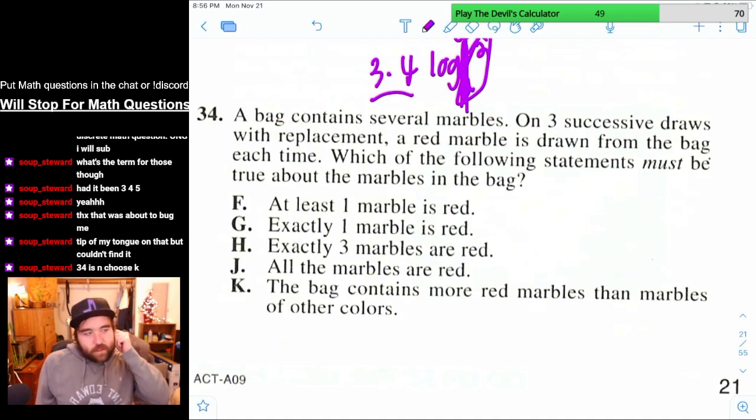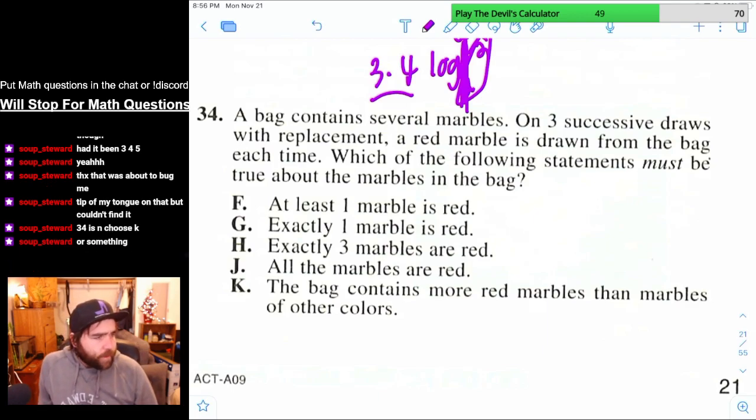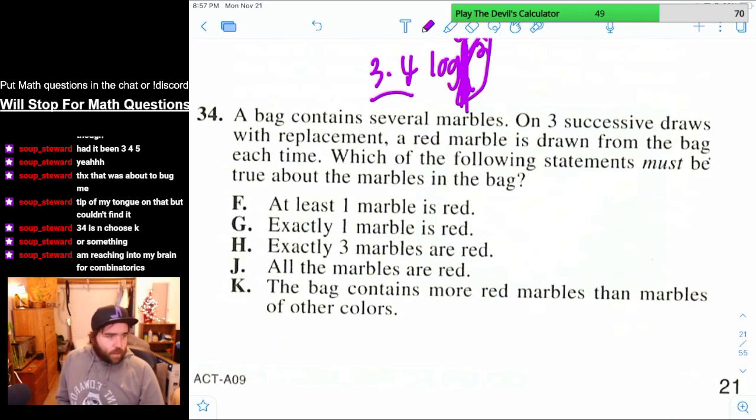Alright, a bag contains several marbles. On 3 successive draws with replacement, a red marble is drawn from the bag each time. Which of the following statements must be true about the marbles in the bag? Oh, that's interesting. So they take it out and they put it back in every time, and a red marble is drawn from the bag every single time. Which of the following statements must be true?